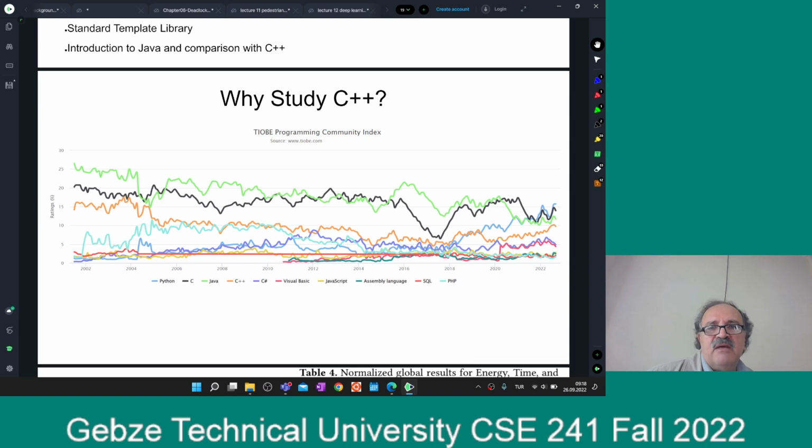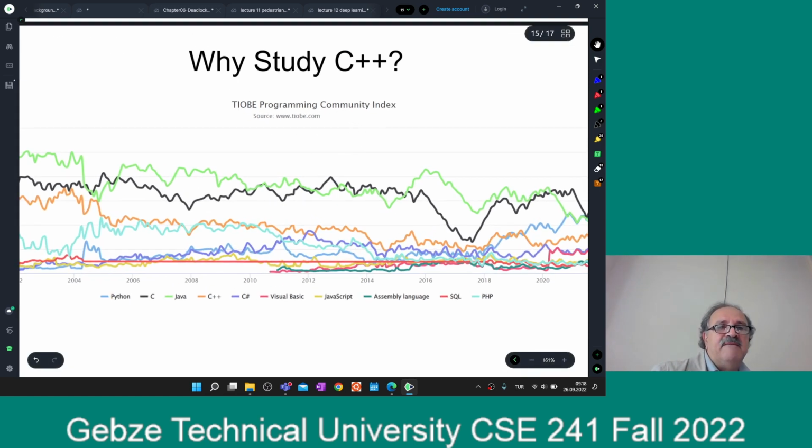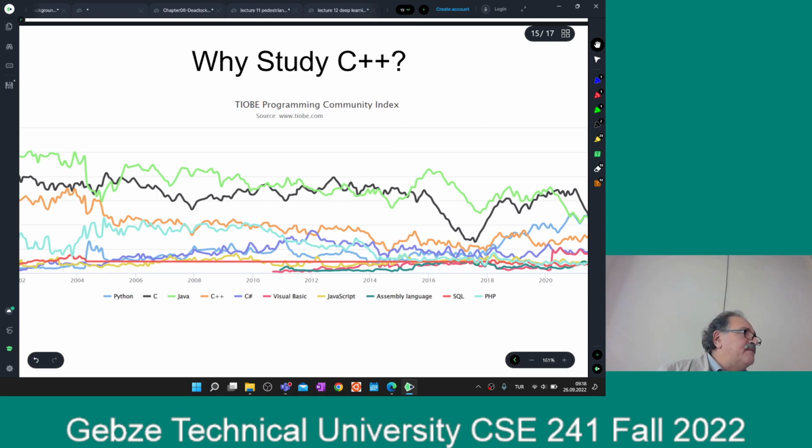I don't know if Java is going to continue this trend all the time. It's going to get popular and popular and popular. There is a reason why each one is getting popular. For example, you never give up C because there are some properties of C. Nobody can do it as good as C.